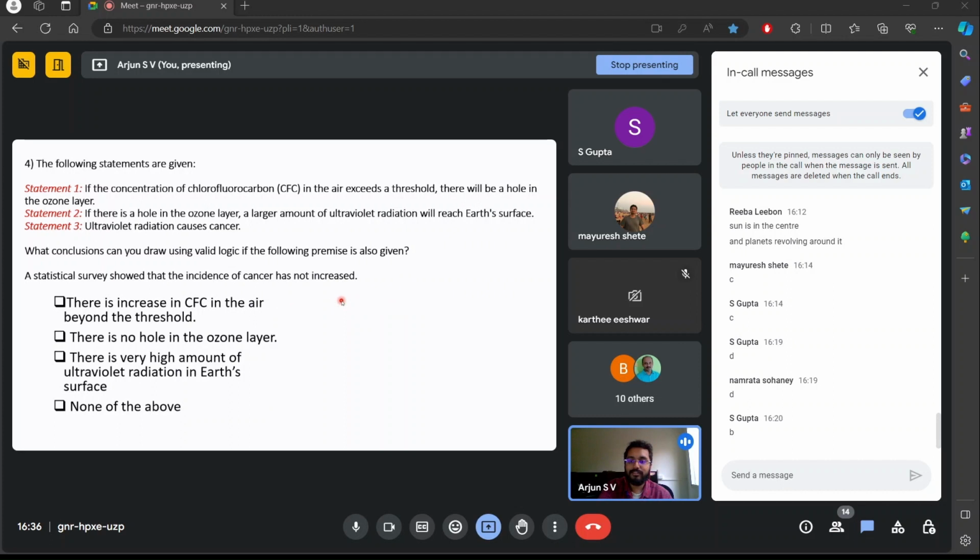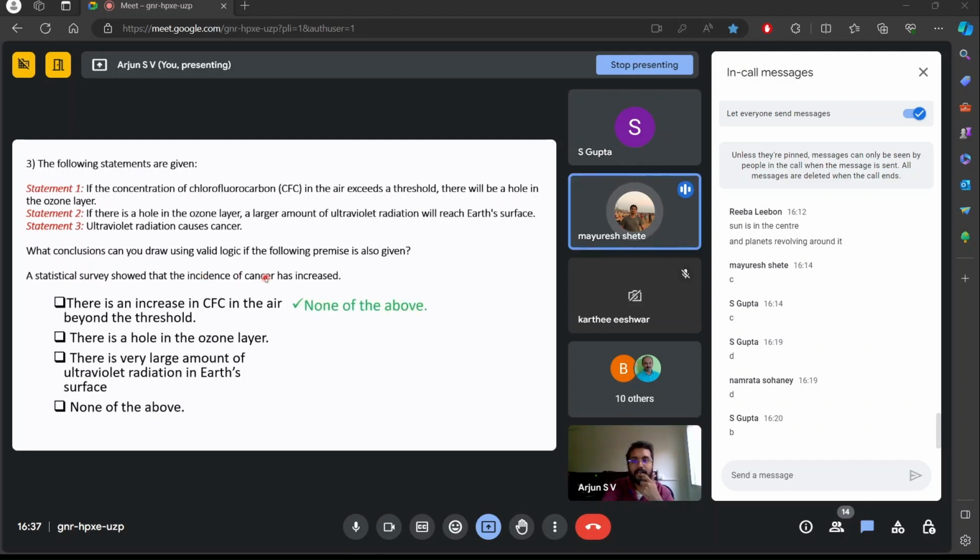And in the fourth question, same. In the premise, they were given that a statistical survey showed that the incidence... Mayuresh, can you just go back to the last question, question number 3? Yes, sure. Can you just explain how to think on this answer?